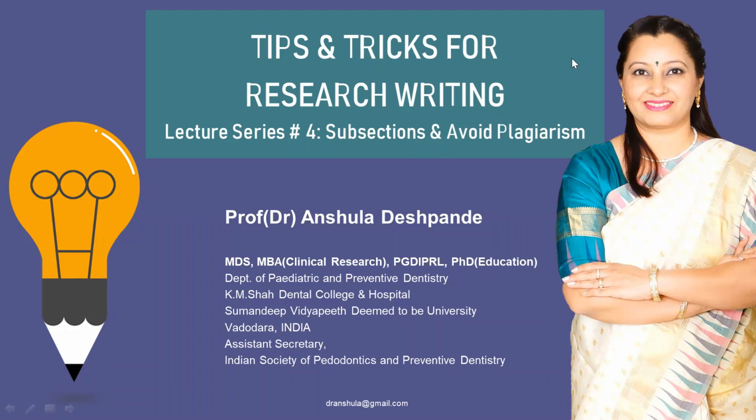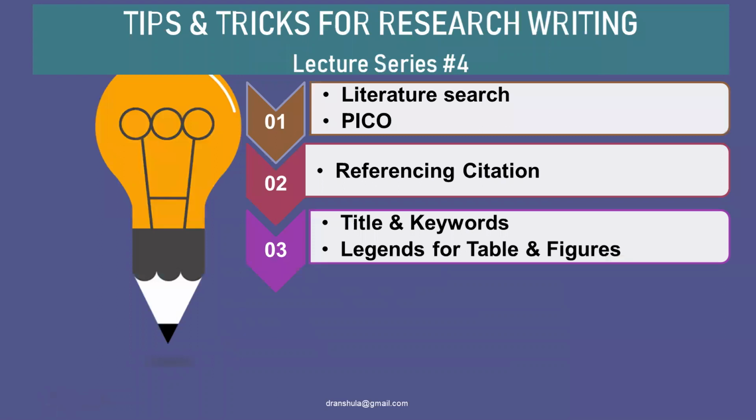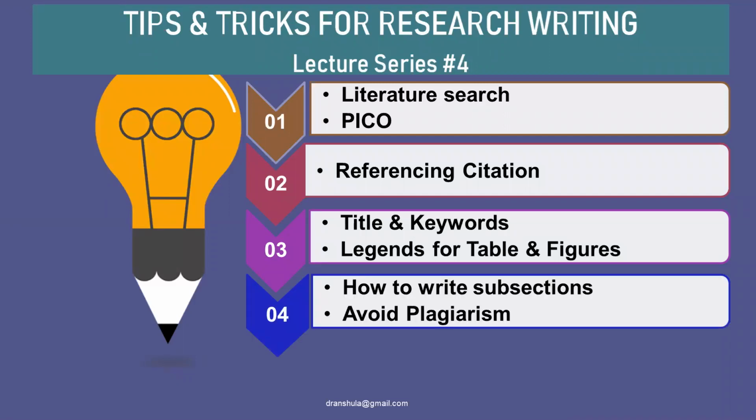So this is lecture series number 4. The previous 3 lecture series were on literature search, PICO. The second was on referencing and citation. And third was on titles, keywords, legends for table and figures. So to access those lecture series, you can also go on my previous YouTube on these topics. So this lecture series is how to write subsections and how you can avoid plagiarism while doing a research writing.